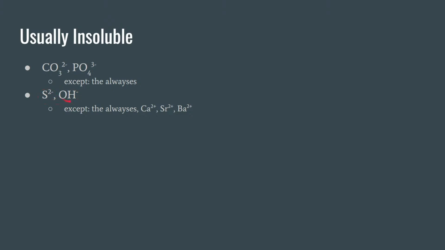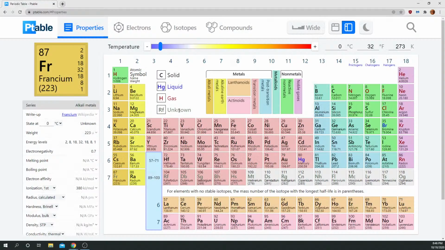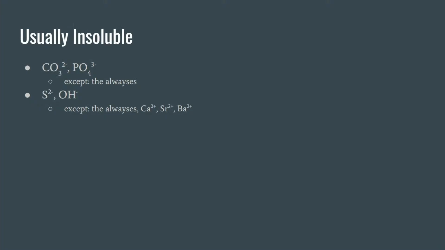Sulfides and hydroxides are also usually insoluble, unless they're paired with the always soluble guys, so sodium sulfide, sodium hydroxide, or with the heavy alkaline earth metals, so calcium, strontium, and barium. Beryllium and magnesium don't count as an exception, but calcium, strontium, and barium do. The three heavy boys. The light boys, they don't do nothing, but the heavy boys, they do. Calcium, strontium, and barium will render those guys soluble.